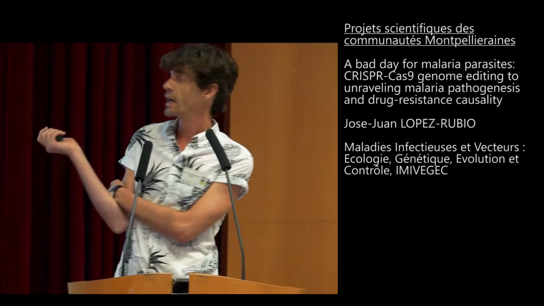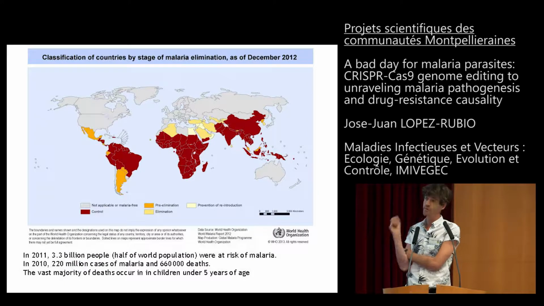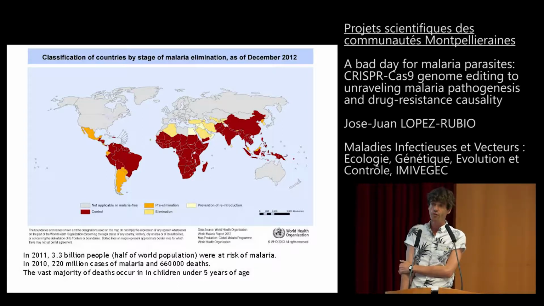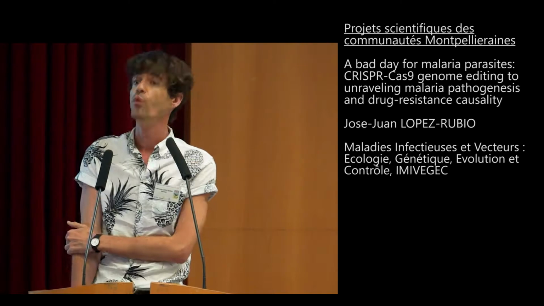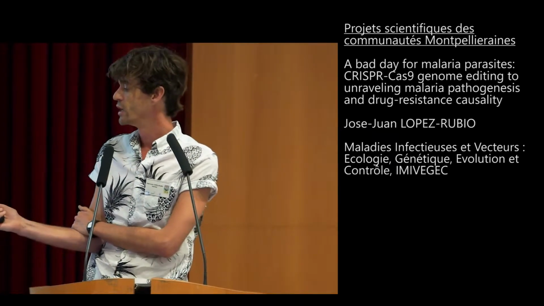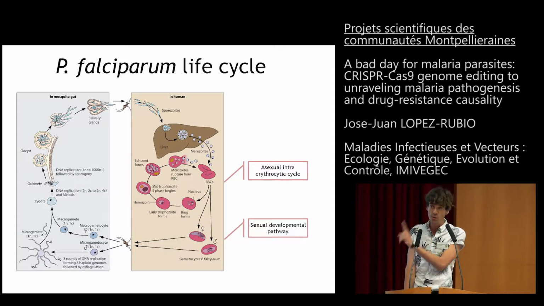So I'm going to tell how we adapted Cas-CRISPR technology for malaria parasites. A very brief introduction. Malaria is a very big health problem. In developing countries, half of the world population is at risk of malaria, with more than 500,000 people dying of malaria, mainly children. Malaria is caused by a unicellular eukaryote.